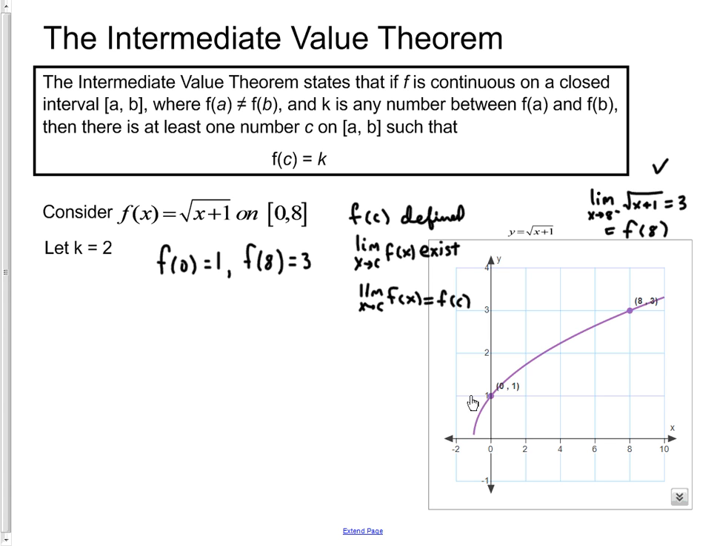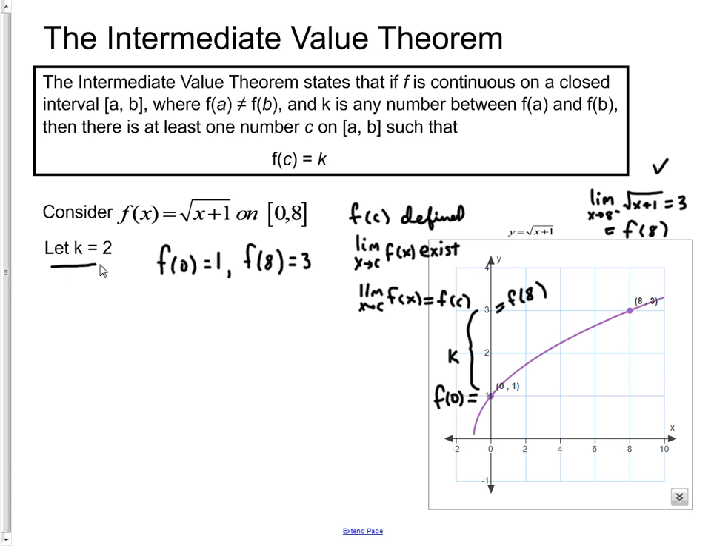All right, so here's f of a on my graph. f of 0 is here. And here's f of b, right? So here's f of 8. So for any value of k in between f of 0 and f of 8, so k is some number in between 1 and 3, for any number between 1 and 3, this theorem concludes that there's got to be at least one number c on that interval, such that if we found the value at c, we would get k. This guarantees us that that's going to happen.